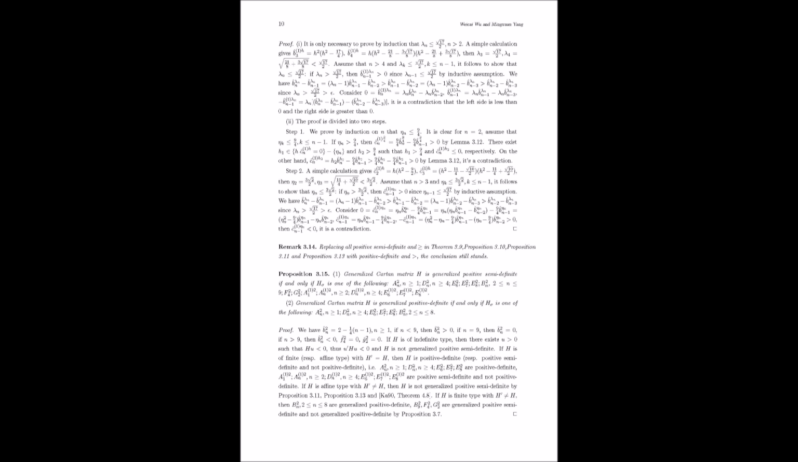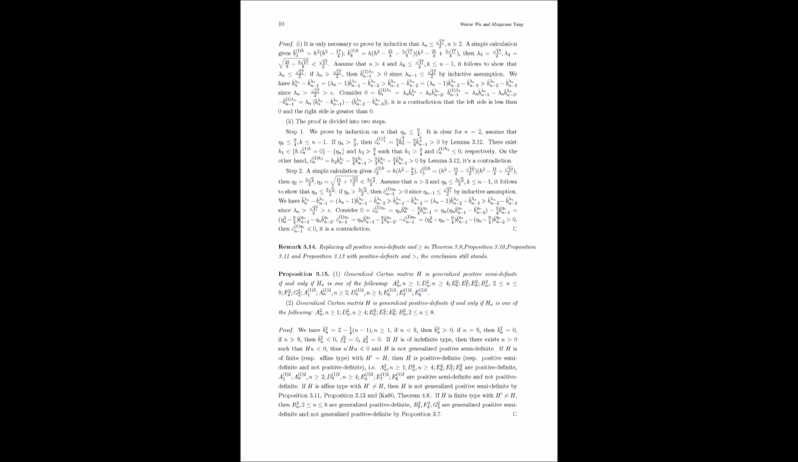I see. The paper mentions something about adding 2 times the identity matrix to an h-Shuhan matrix to get a generalized Cartan matrix. Exactly. That's a key insight. Let's say we have an h-Shuhan matrix. If we add 2 times the identity matrix, we obtain a generalized Cartan matrix. Mathematically, this can be expressed as the h-Shuhan matrix plus 2 times the identity.